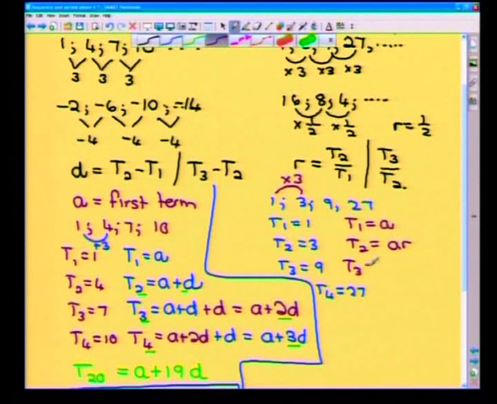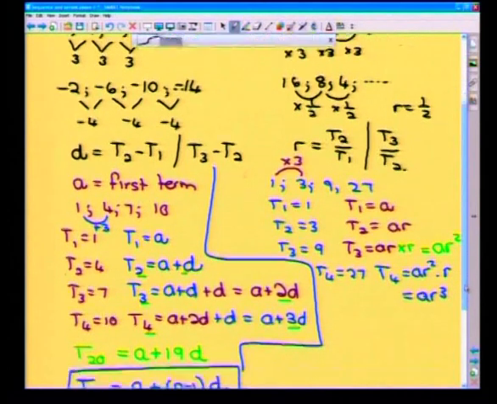Term 3 then, we're going to take our AR, which was term 2, and multiply by a further r, giving me AR squared. And then the next one, I'm going to say term 4 is AR squared times a further r, which is AR cubed.